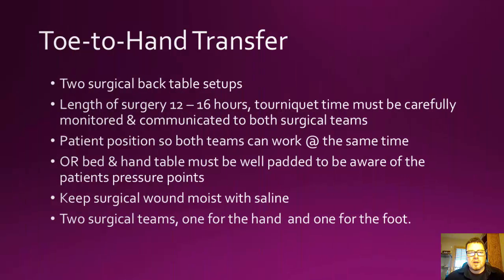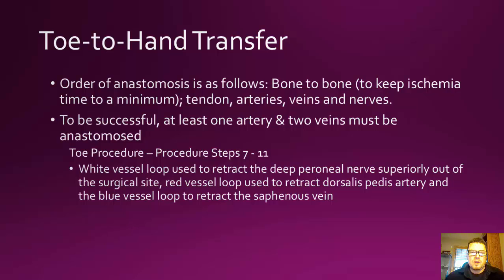You're going to need two setups, one for the foot and one for the hand. They'll probably be working simultaneously, so you may have to tend to two separate teams working at the same time. The order of the anastomosis for a toe to hand starts bone to bone to keep ischemia time to a minimum.